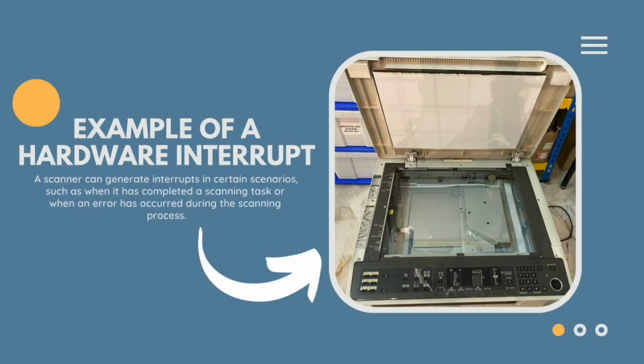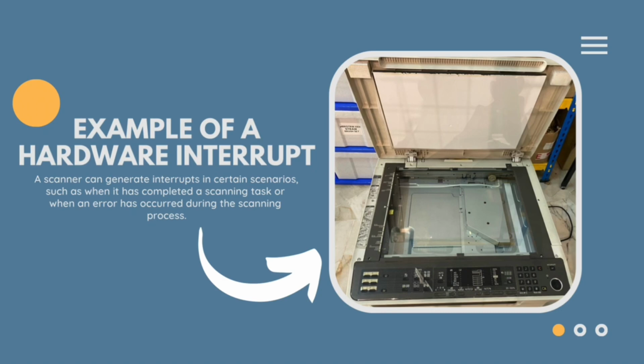A scanner can generate interrupts in certain scenarios, such as when it has completed a scanning task or when an error has occurred during the scanning process. When a scanner has completed a task or encountered an error, it can generate an interrupt signal to the computer system's CPU to request attention. This interrupt signal is typically sent via the scanner's interface, such as USB or FireWire, and is handled by the operating system or scanner driver.